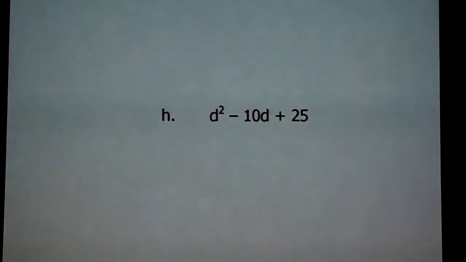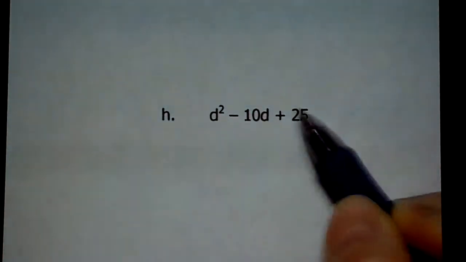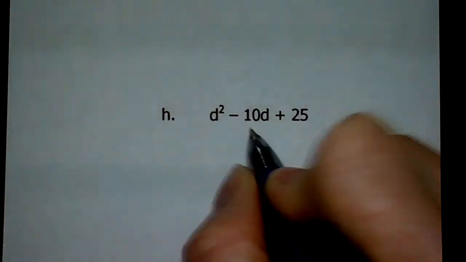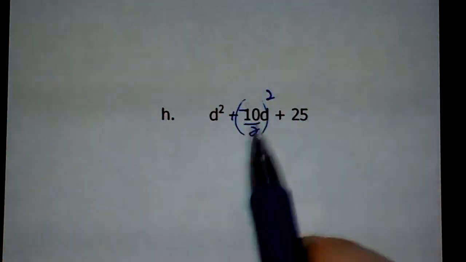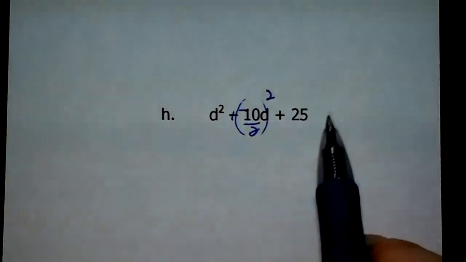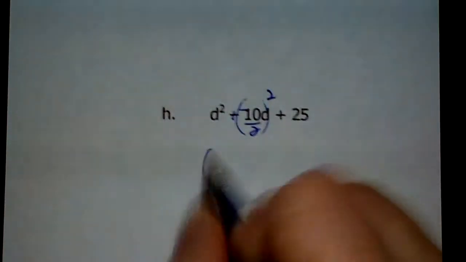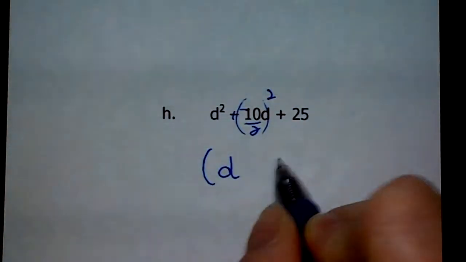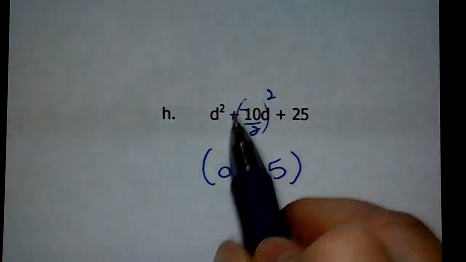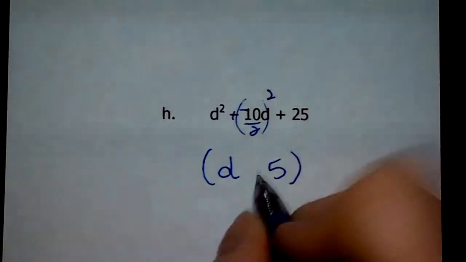Last one, I see the first term is a perfect square, so is the last term. If you take negative 10 divided by 2 squared, you get the quantity of negative 5 squared, which is 25, so I know it works. Square root of d squared is d. Square root of 25 is 5. And because this was a minus plus, or because that b is negative, that means this is going to be subtraction squared.